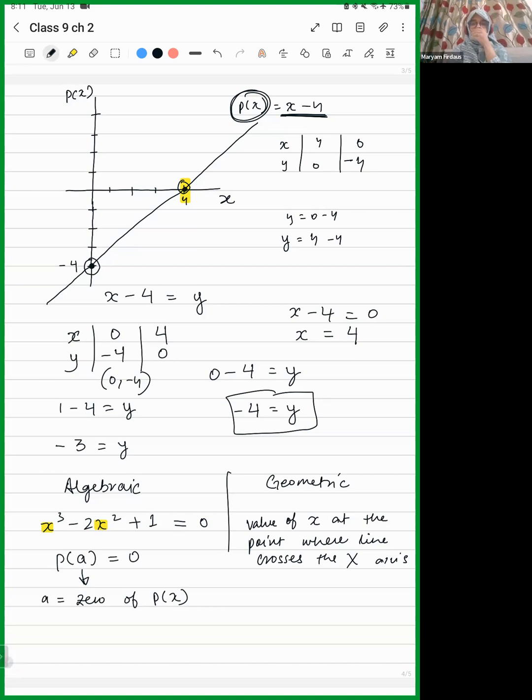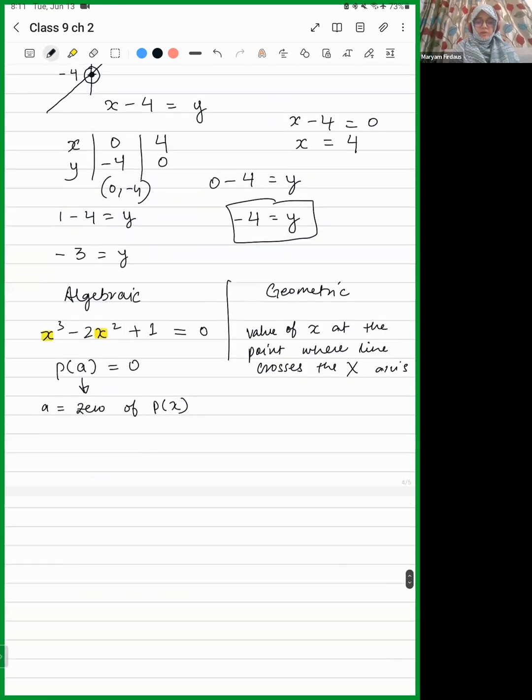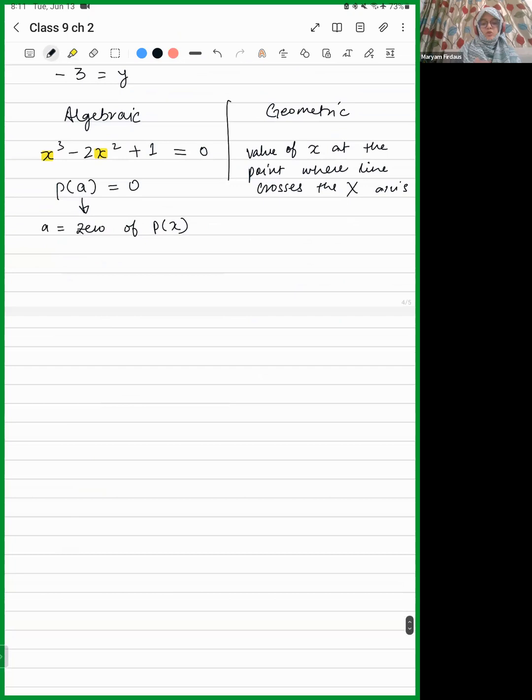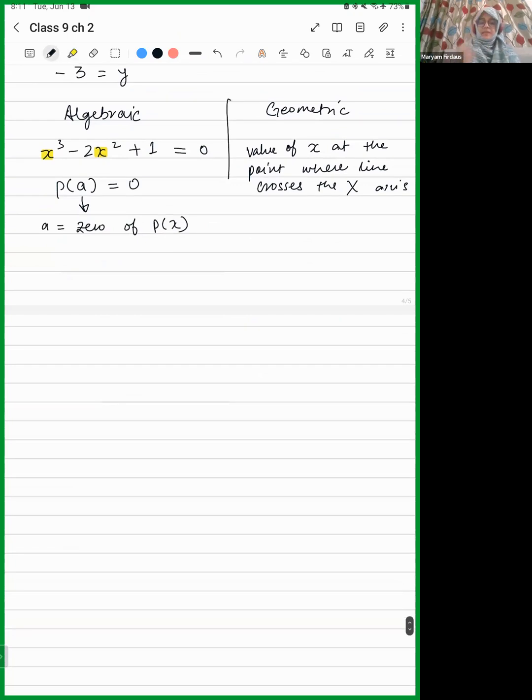Okay. All right. Yes, ma'am. So just because it is 0 of a polynomial doesn't mean it should be 0. Sometimes it can be 0, sometimes it need not be 0. So let me just show you an example where it can be 0 and something else also. So let's say a polynomial is x square minus 2x.